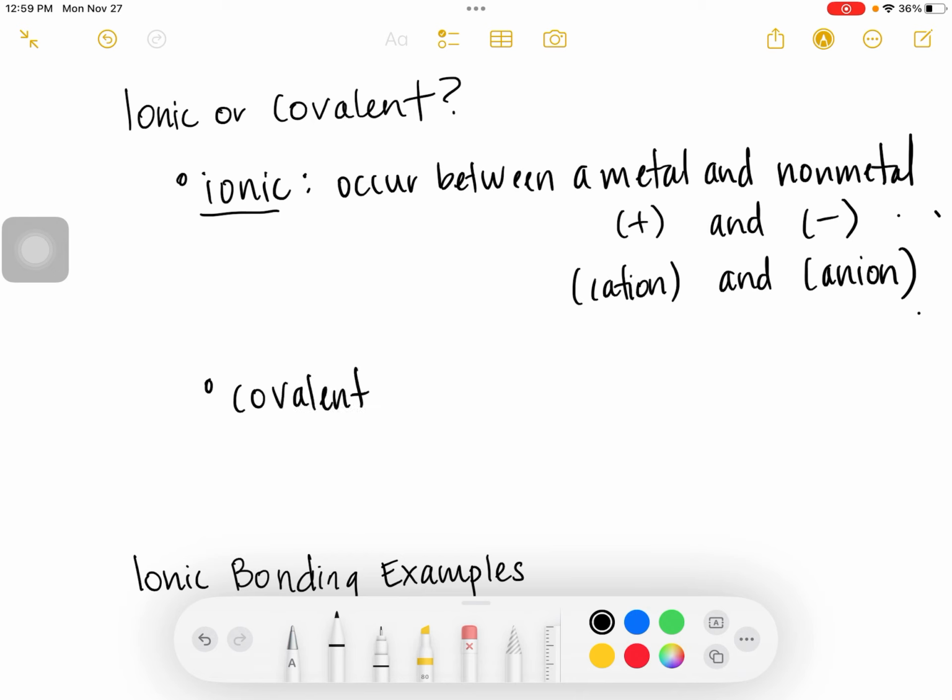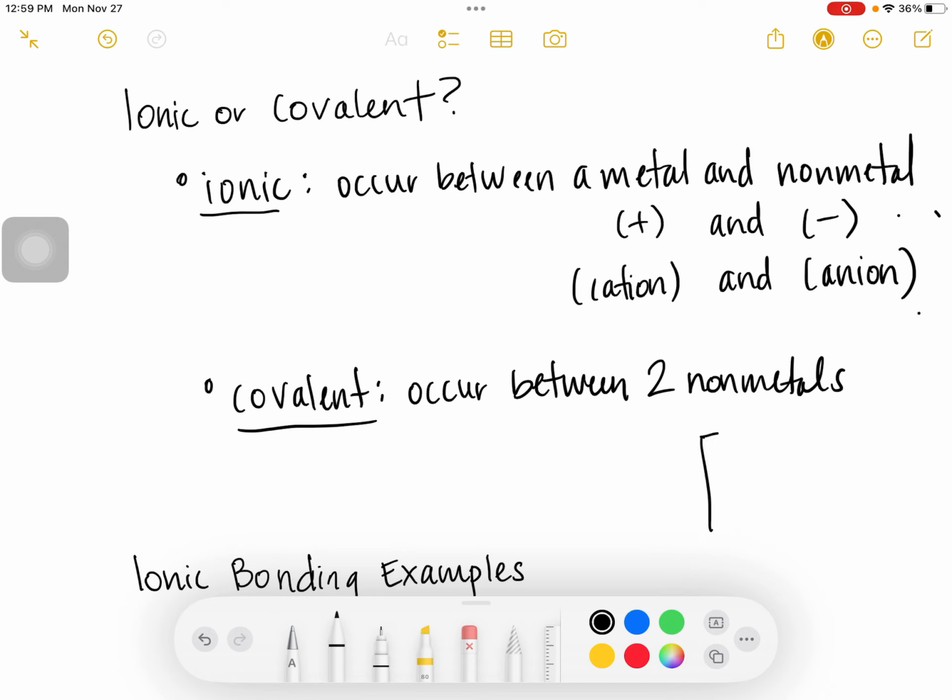Covalent bonds are made up of 2 nonmetals, which of course lie to the right of the metalloid line. So I'll just draw this real quick since we're not looking at a table. We know that the periodic table looks something like this. That metalloid line comes something like this. Your metals are here. Your nonmetals are here, with the exception of hydrogen. Okay, so just a quick review of who is a metal and who is a nonmetal.